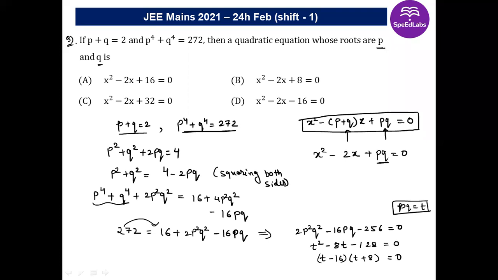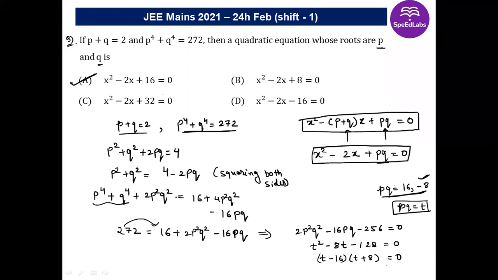So from here we are getting two values of t, that is 16 and minus 8, and t is nothing but pq only, right? So for pq we have two values, that is one is 16 and other one is minus of 8. All right, so now if you put in the equation, this was your equation, x square minus 2x plus pq, so both the values will work. So if you put 16, x square minus 2x plus 16 equals to 0, you'll get the option A. See, if you put minus 8, you are not getting any option. This is also correct, but there is no option as corresponding to minus 8. That's why the answer will be option A.